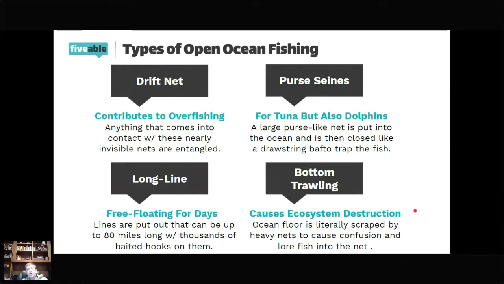So the ocean floor is literally scraped by heavy nets to cause confusion and lure fish into the net. This sounds awful for the environment. This sounds like, why would any companies do that? We're like killing the ocean, right? It's cheap. It doesn't take a lot of time. It catches the fish without having to do any work.